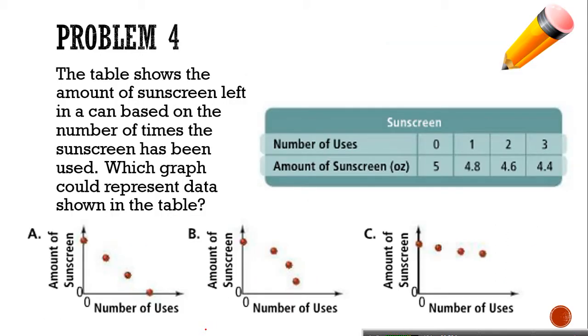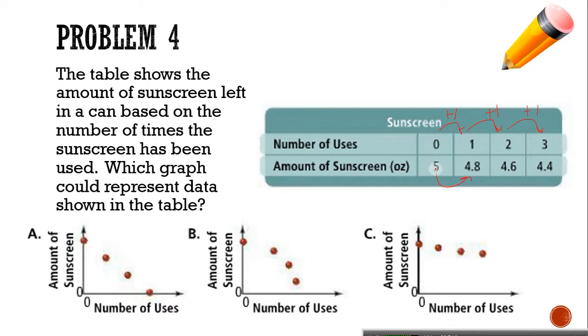Let's look at one more like this. The table shows the amount of sunscreen left in a can based on the number of times the sunscreen has been used. Which graph could represent the data shown in the table? So, just like last time, I'm going to find the difference between each of these. So I have 0 to 1, that looks like it's plus 1, and then also another plus 1.